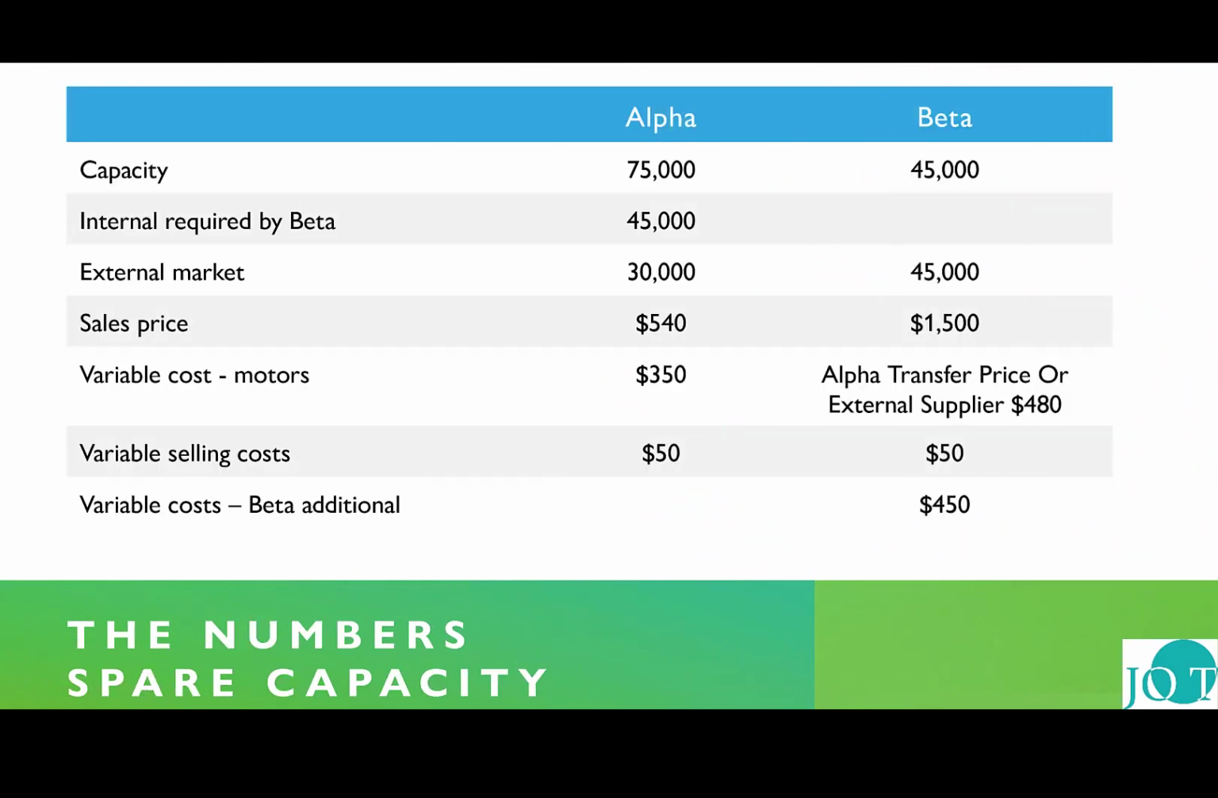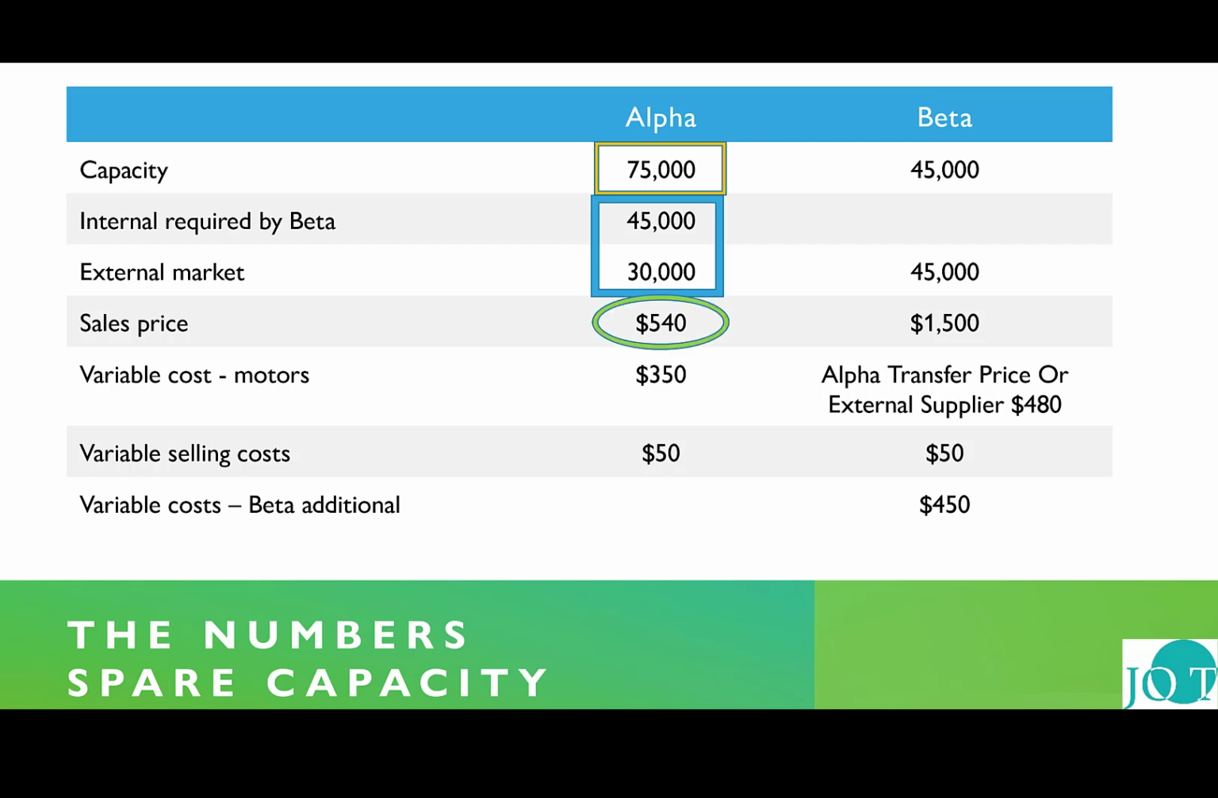Okay, so let's have a look at the numbers in my example for Charlie Company. Here we have Alpha and Beta. Alpha has a capacity of 75,000 units, 75,000 motors. It's got an internal market with Beta of 45,000 and an external market it can sell 30,000. Now notice that 45 plus 30 makes the 75,000 full capacity for Alpha.